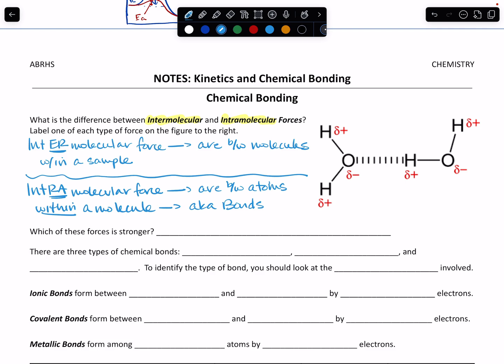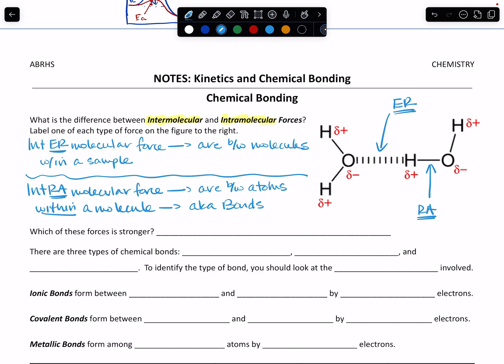Now I have this figure to the left. You can ignore all the red delta symbols. We'll get to those at the end of the unit. But we're going to label one of each type of force. I'm going to start with this dashed line. That's between the oxygen of one water molecule and the hydrogen of another. Because these are forces between molecules within a sample, this is one of our intermolecular forces. If I go over to the water molecule on the right and look at that line between the oxygen and the hydrogen within the water molecule, this is one of our intramolecular forces. This is one of our chemical bonds.